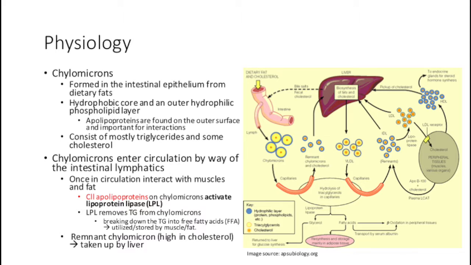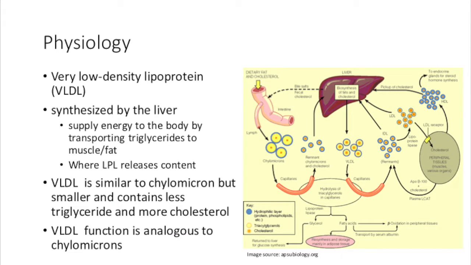Another physiological component you might see in your readings is very low density lipoprotein. This is synthesized by the liver and supplies energy to the body by transporting triglycerides to muscles and fats, where LPL again causes the release of the VLDL content. VLDL is similar to chylomicrons, but smaller and contains less triglycerides and more cholesterol. VLDL's function is essentially analogous to chylomicrons.